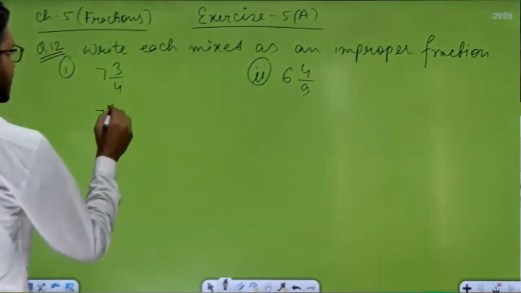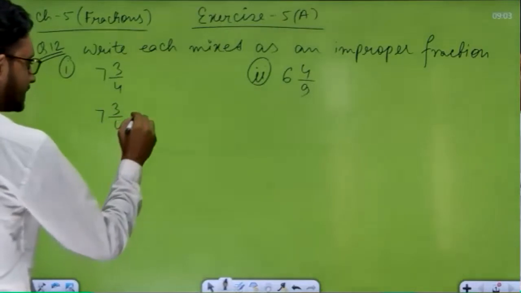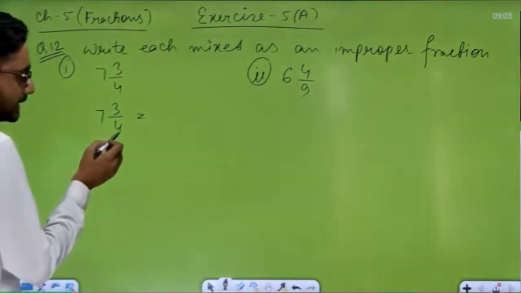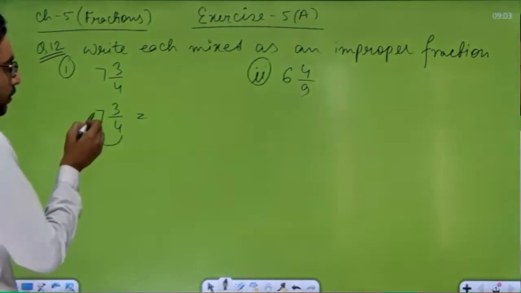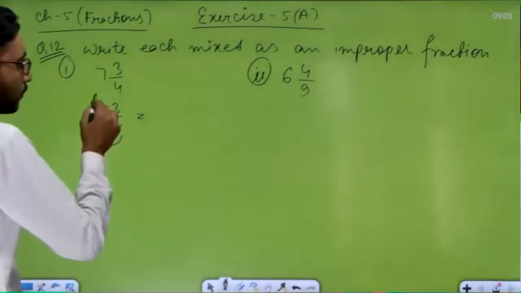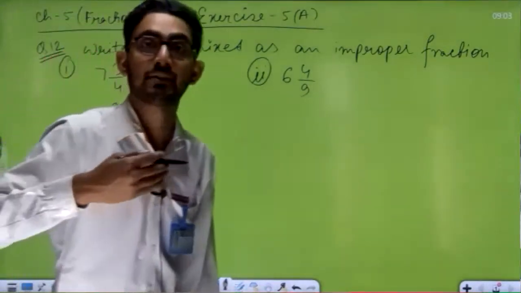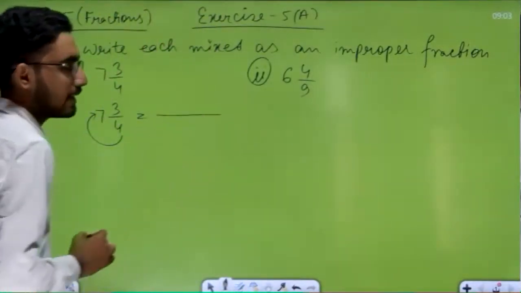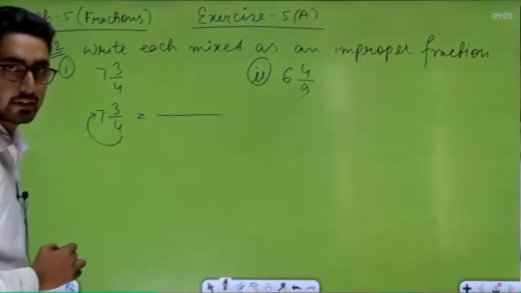Write down 7 and 3 upon 4 as it is. Next step, what do I have to do? You have to multiply the denominator with the whole number, and whatever answer you get, add the numerator to it. Let's see. First of all, draw one line, in this way.